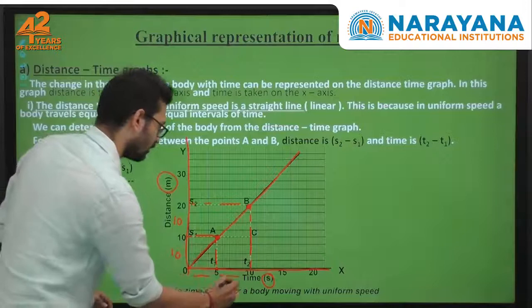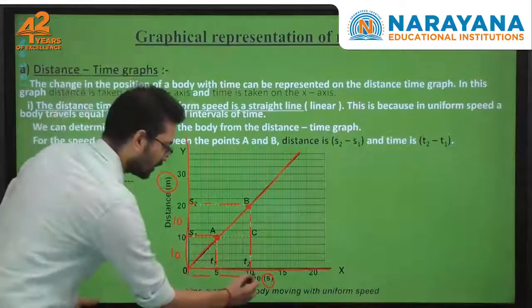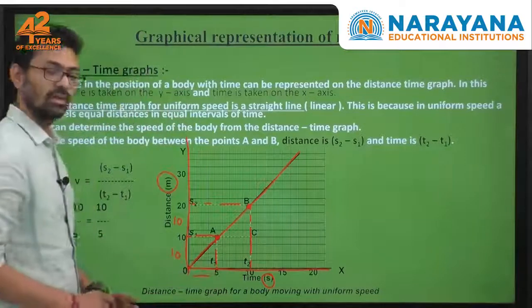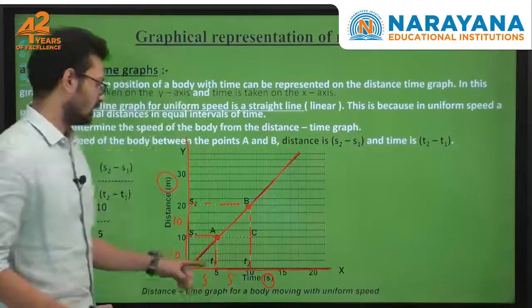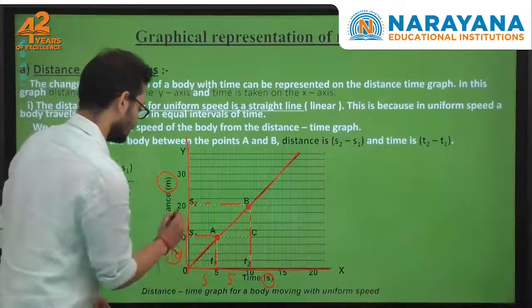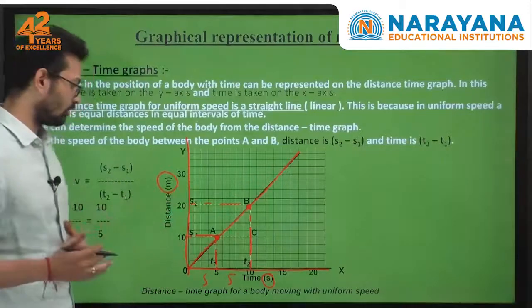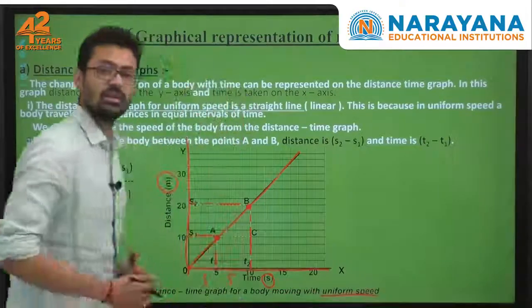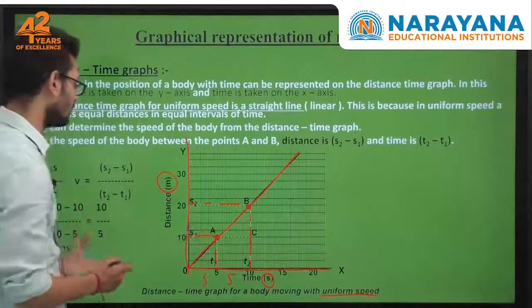Again for another 5, how do you find it? It is upper limit minus lower limit, so 10 minus 5, you get 5. So for each and every 5 seconds you are moving a distance of 10 meters. This is called uniform motion, that is called uniform speed. Your speed is uniform.